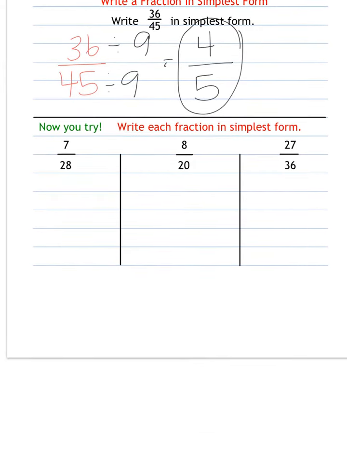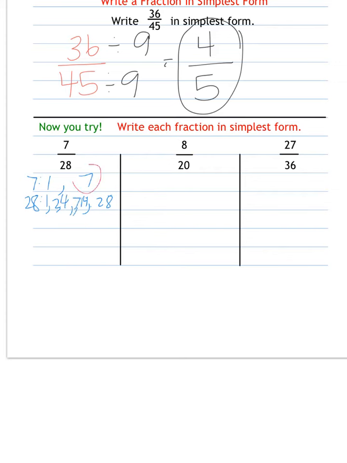There's a few here for you to try on your own and then come back and check. All right, 7/28. I'm going to go ahead and list the factors. Well, for 7, we know it's 1 and 7. For 28, we've got 1 and 28, 2 and 14, 4 and 7.